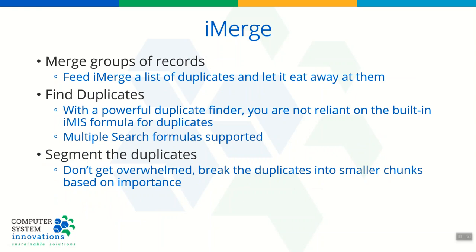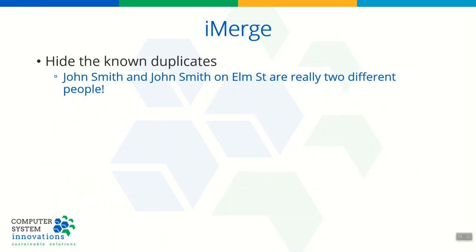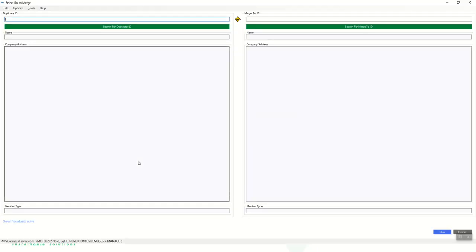You can also segment your duplicates so that at the first time you run iMerge, you have a million dupes. You can actually break them down into smaller groups, make it easier to manage. And of course, you get to hide the known duplicates. So if we have two John Smiths that are both on Elm Street and they really are two different people, we don't want iMerge bringing those up anymore. We can have that. Let's take a quick look at iMerge.